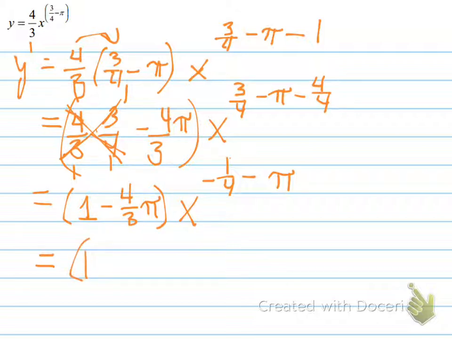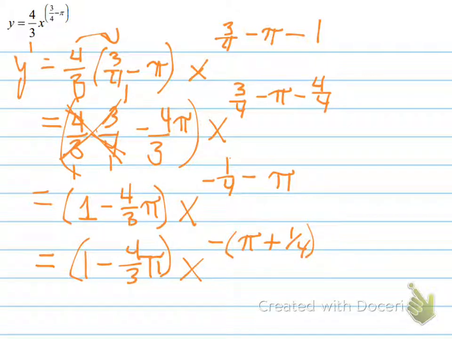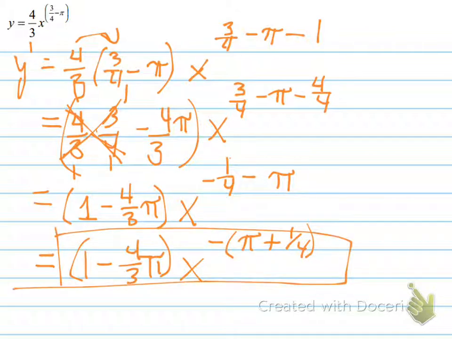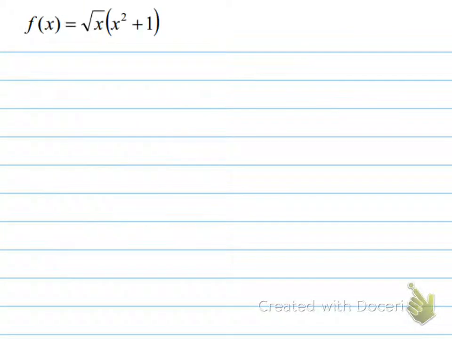This can also be written as 1 minus 4/3 pi times x to, then I can pull out this negative and it would be pi plus 1/4, or 1/4 plus pi. And for me, that's a good enough answer. Let's do one more really fast.